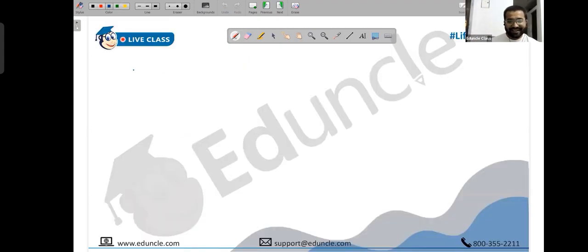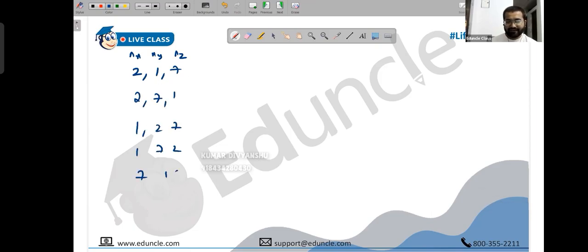So a little smart work. For example, (2, 1, 7). Suppose this is nx, ny, and nz. What is the degeneracy of this first of all? You write 2, 1, 7; then 2, 7, 1; then 1, 2, 7; then 1, 7, 2; then 7, 1, 2; and then 7, 2, 1.